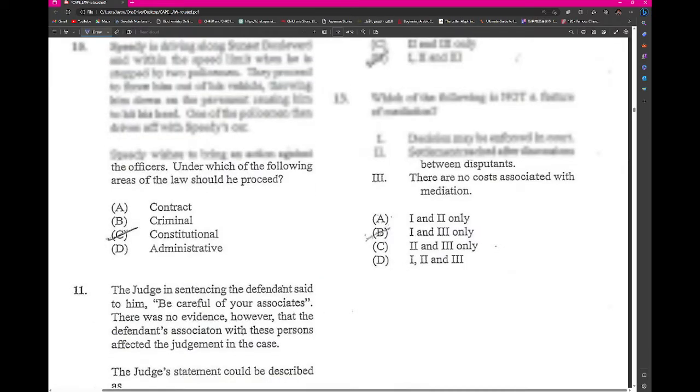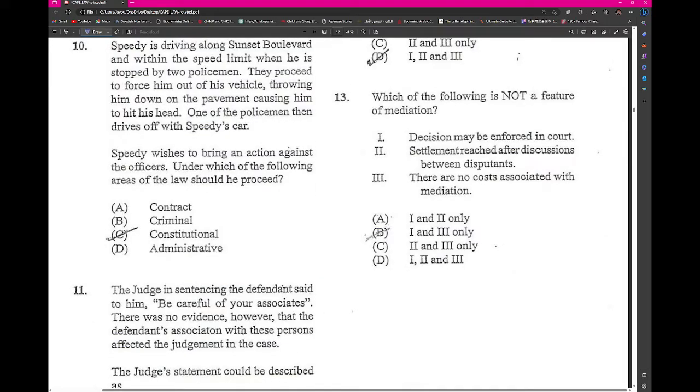Alright, so Speedy is driving along Sunset Boulevard within the speed limit when he is stopped by 2 policemen. They force him out of his vehicle, throwing him down to the ground, causing him to hit his head. One of the policemen then drove off with his car. Speedy wishes to bring an action against the officers. In which of the following areas of law should he proceed? Why would this be constitutional?